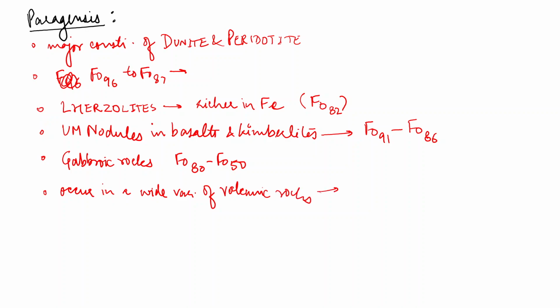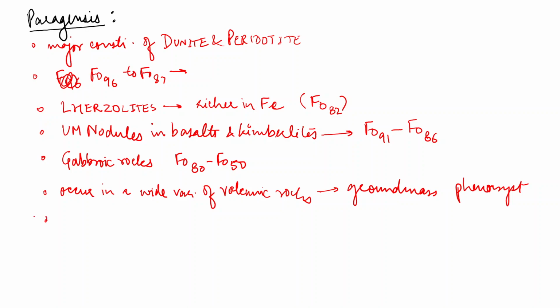Now, how they occur: as both ground mass as well as phenocryst. So this is the crystal habit of olivine in the volcanic rocks.